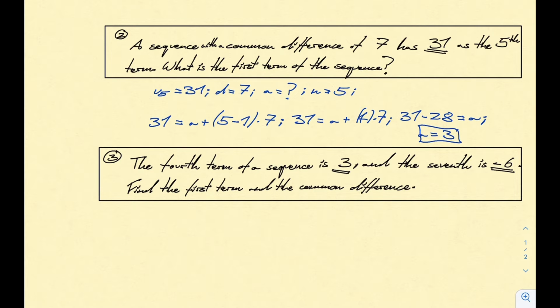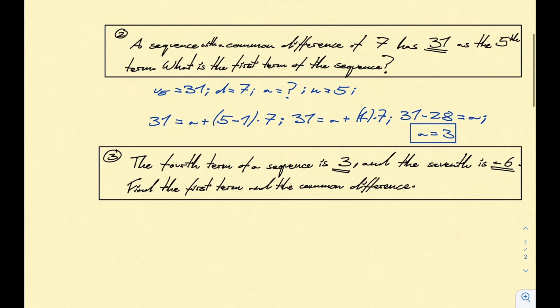So we know that the first term of our sequence, which has a common difference of 7 and a fifth term of 31, will be 3.